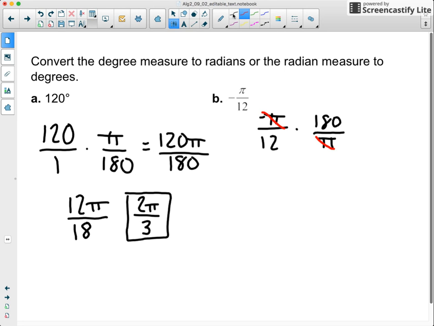That'll stick with us. So when we multiply that, we have negative 180 over 12. And that'll divide nice and evenly and simplify to give you negative 15 degrees.